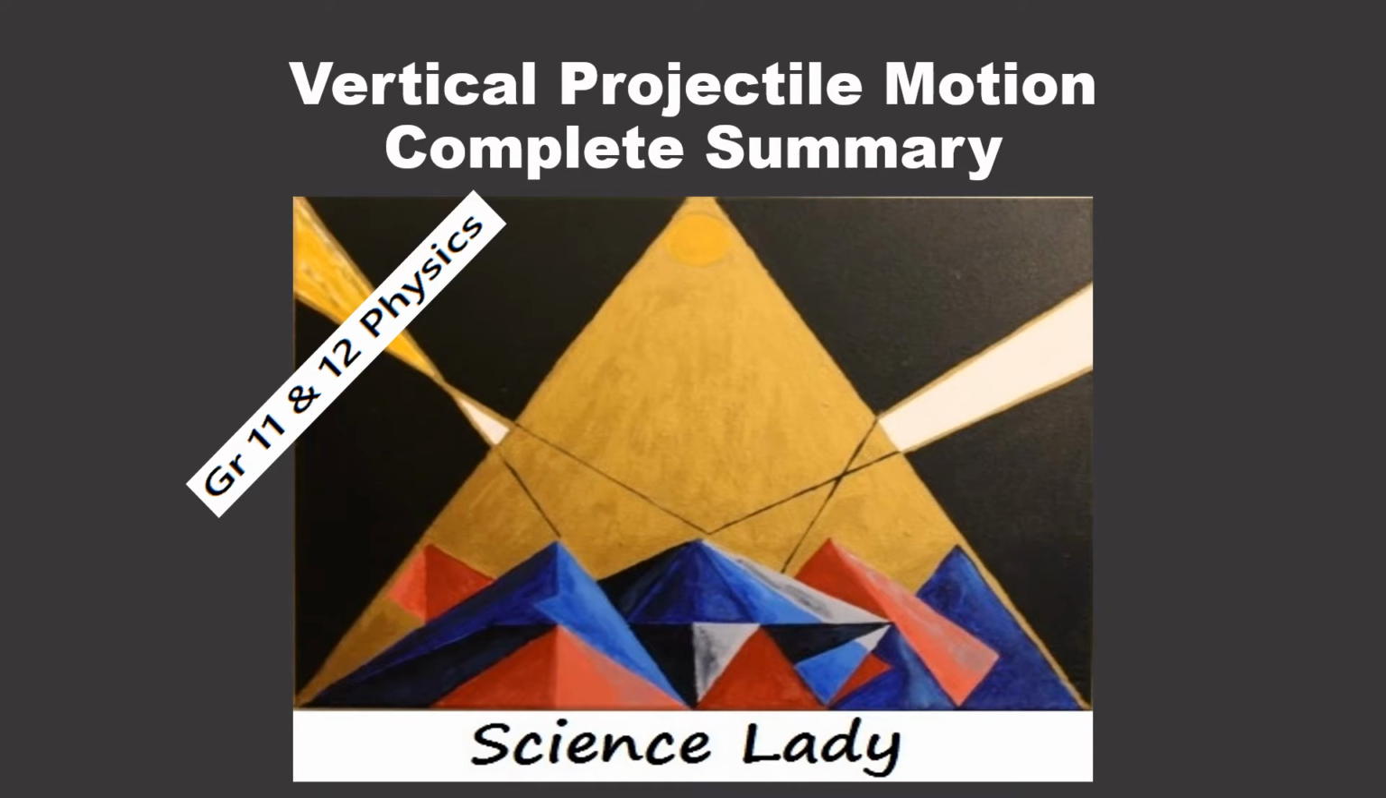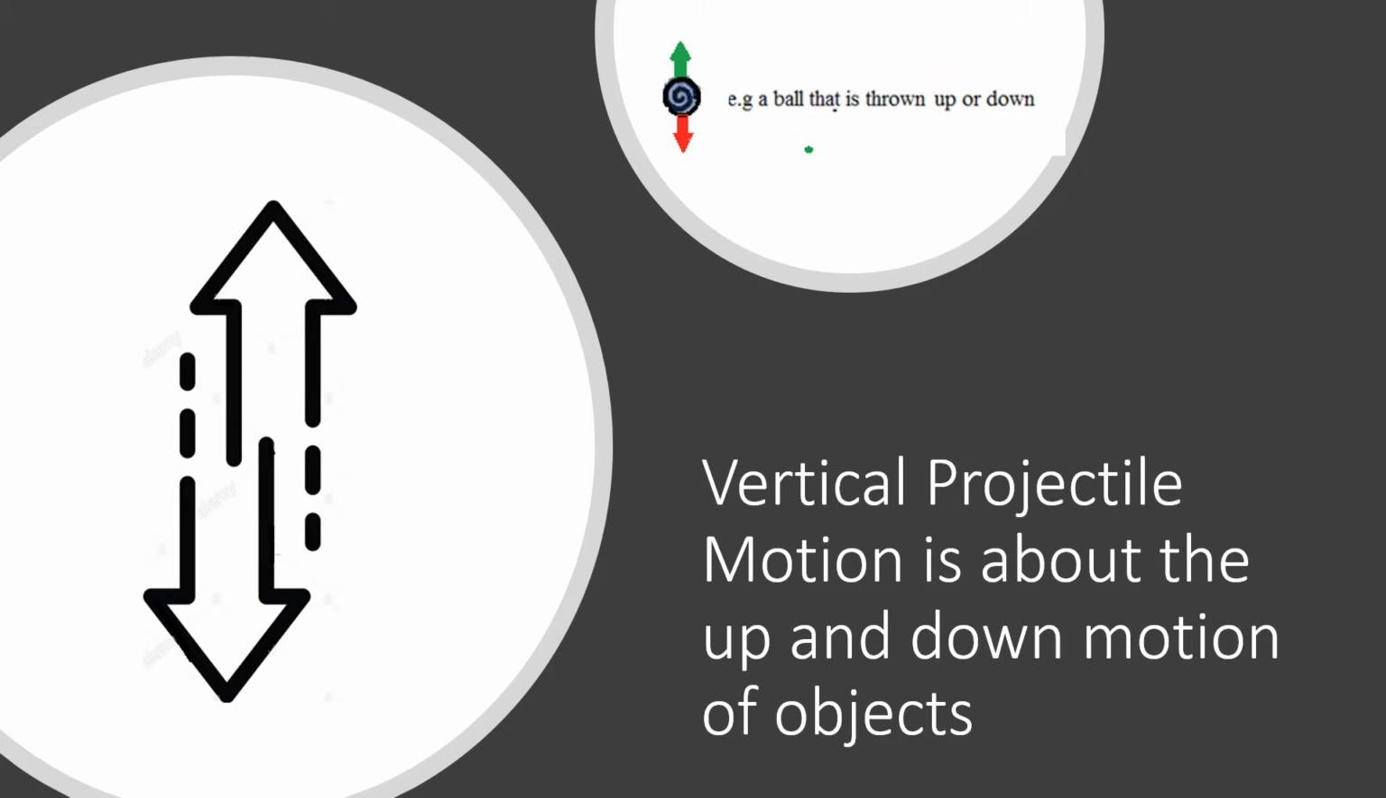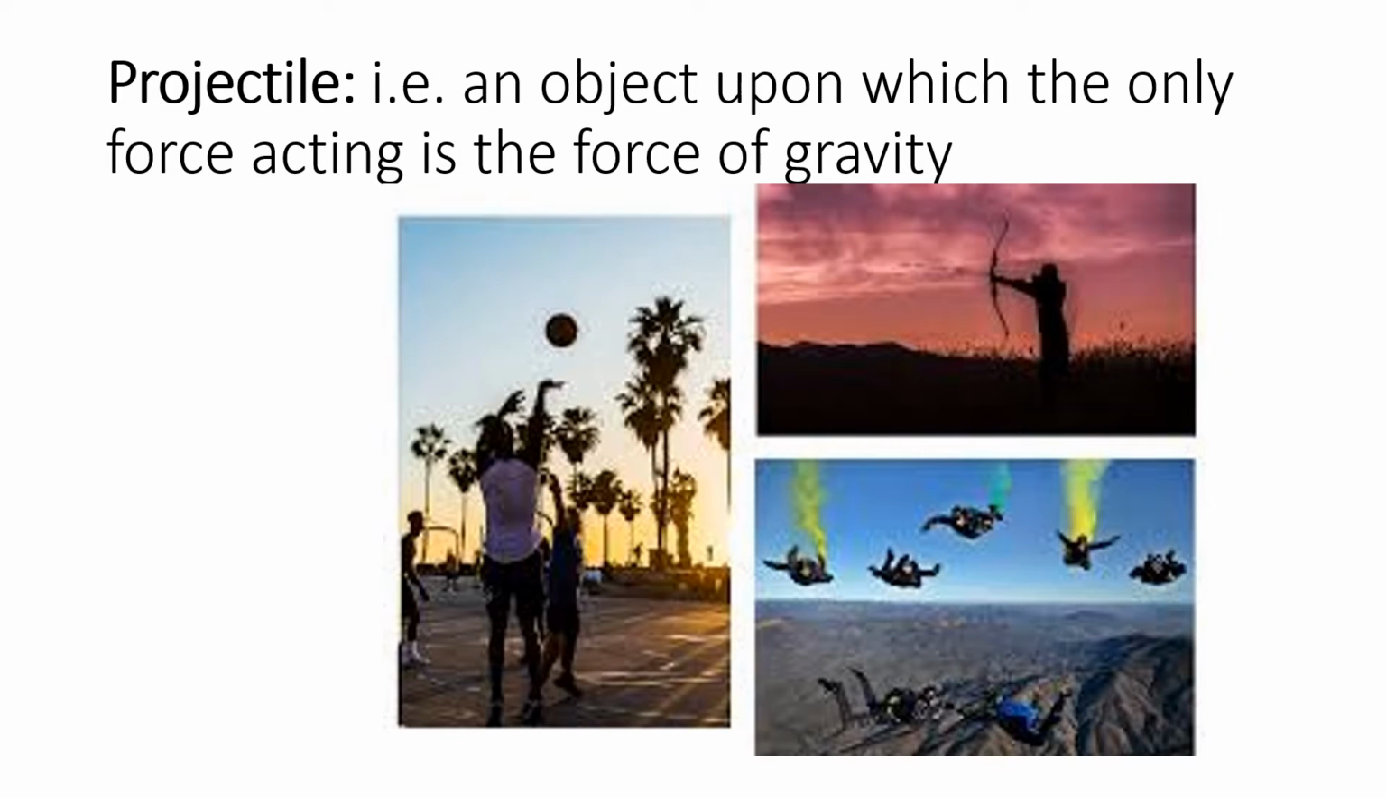Today's topic is a complete summary of vertical projectile motion. Vertical projectile motion is about the up and down motion of objects, for example, a ball that is thrown up or down. You first need to know the definition of a projectile. It is an object upon which the only force acting is the force of gravity.